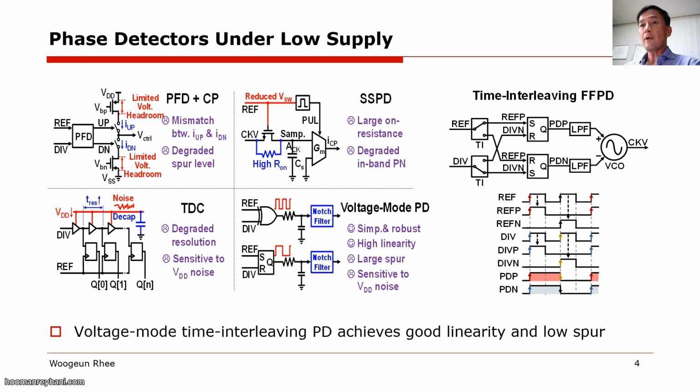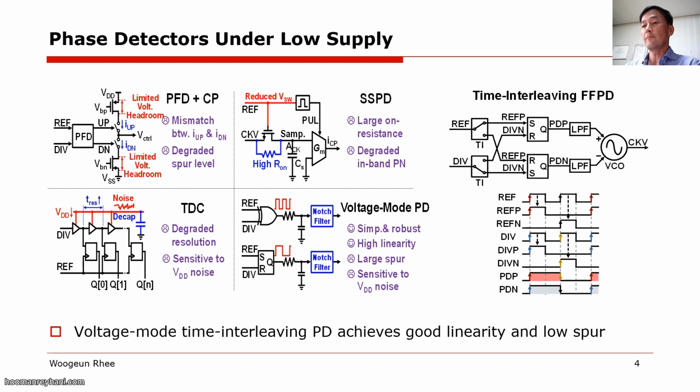And then in the circuit part, we begin with phase detectors. And even though PFD and charge pump are the most popular phase detectors, still we need to cover different types of PDs to further improve the PLL performance. Especially for low supply voltage operation, there are some pros and cons of different types of phase detectors. And then I'll also introduce some time interleaving flip-flop PD that can achieve low reference power and good linearity under low supply voltage.